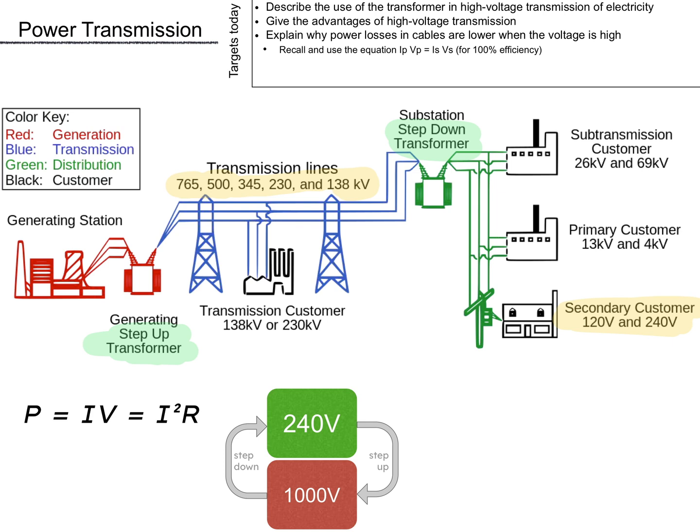Now, if we look at this equation down here, P equals IV equals I squared R. So P equals IV should be very familiar to you, and P equals I squared R is just an extension from that, because if we take P equals IV and we know that V equals IR, then that's going to give us P equals I times IR equals I squared R.